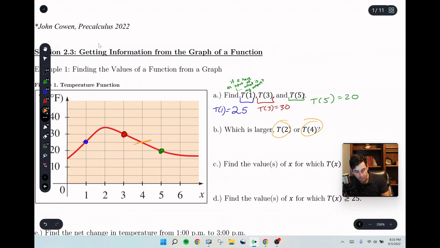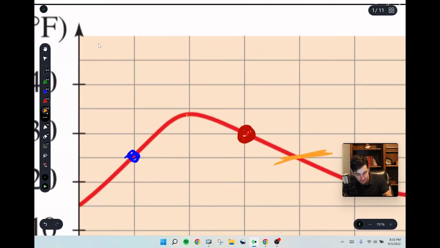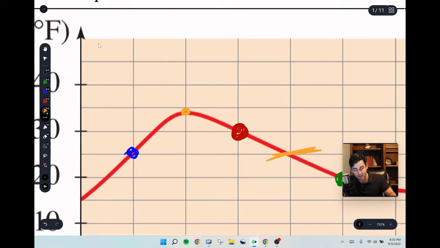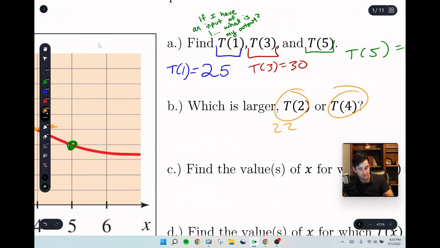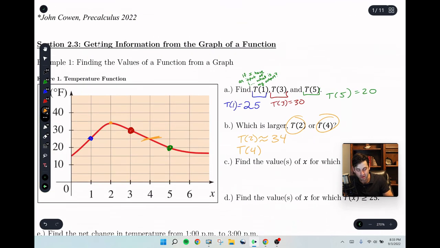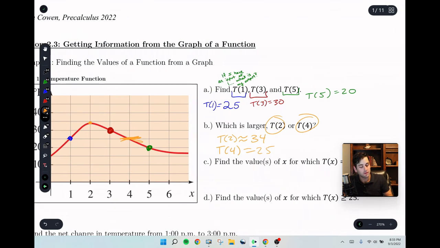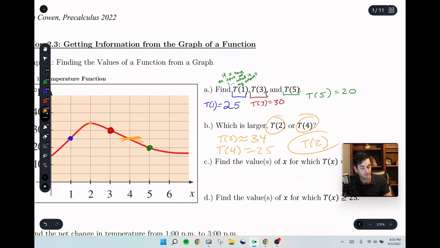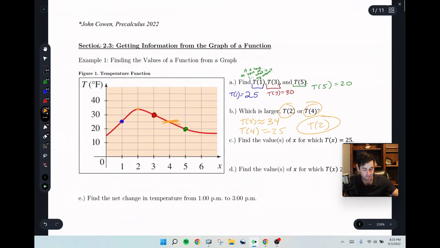So we go to 4, and we go to 2, and we say 2 looks like it's approximately, if you zoom in real big there, maybe 34 or something. So we'll say T of 2 is 34-ish. And T of 4 looks like it's right on the money. Could be a little off, but T of 4 looks like it's pretty much right at 25. So which one's bigger? T of 2. We don't even need to know exactly what it is to look at that graph and know that it's bigger.